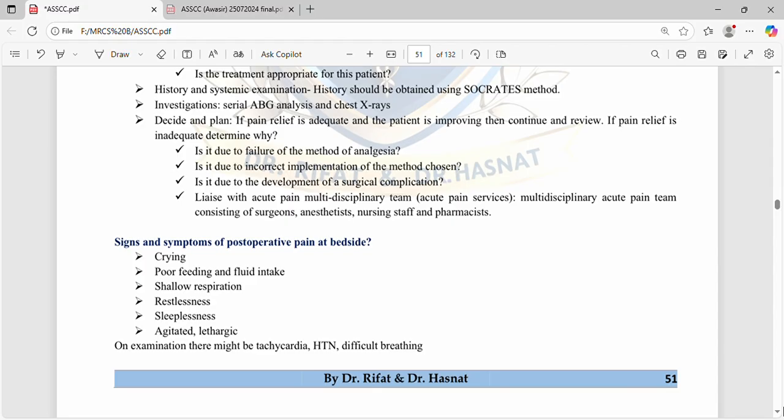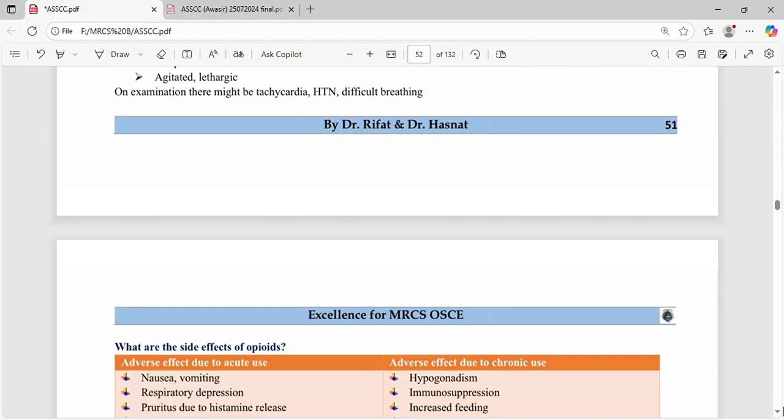Signs and symptoms of post-operative pain at the bedside: crying, poor feeding and fluid intake, shallow respiration, restlessness, sleeplessness, an agitated or lethargic patient. Examination: there might be tachycardia, hypertension, and difficult breathing.